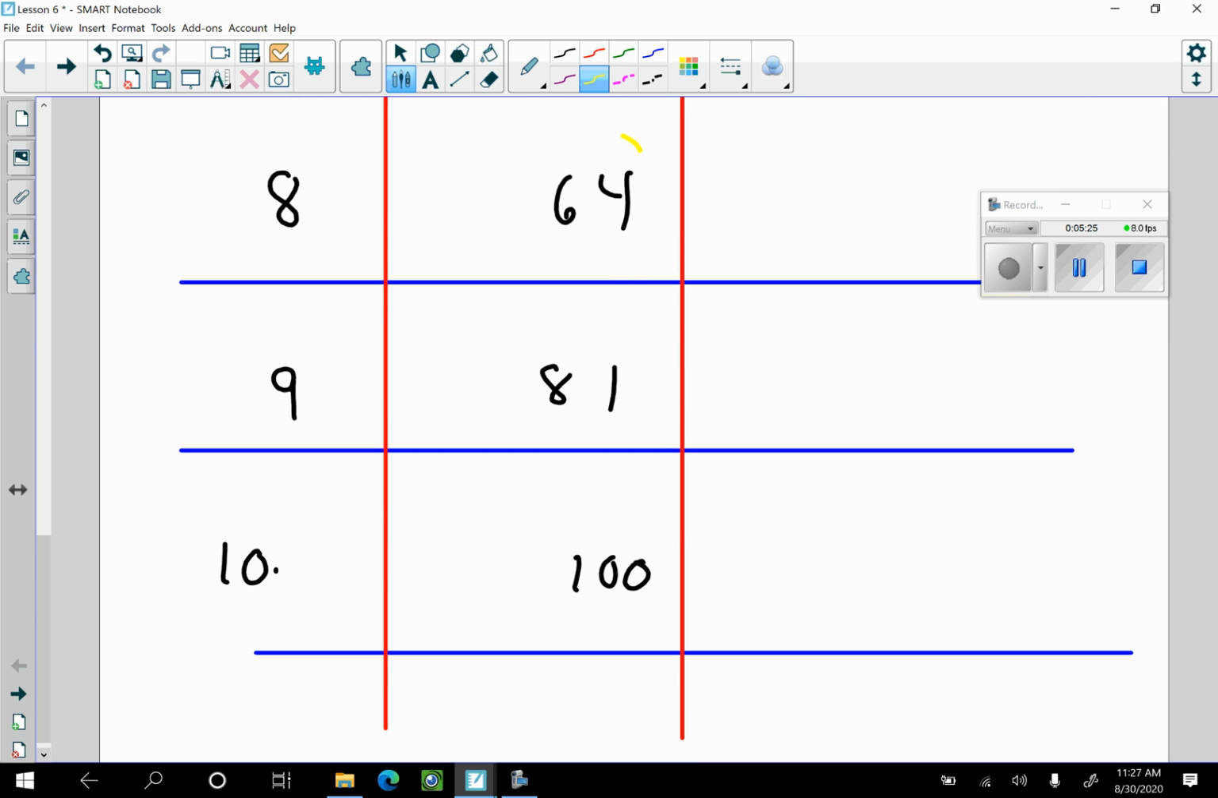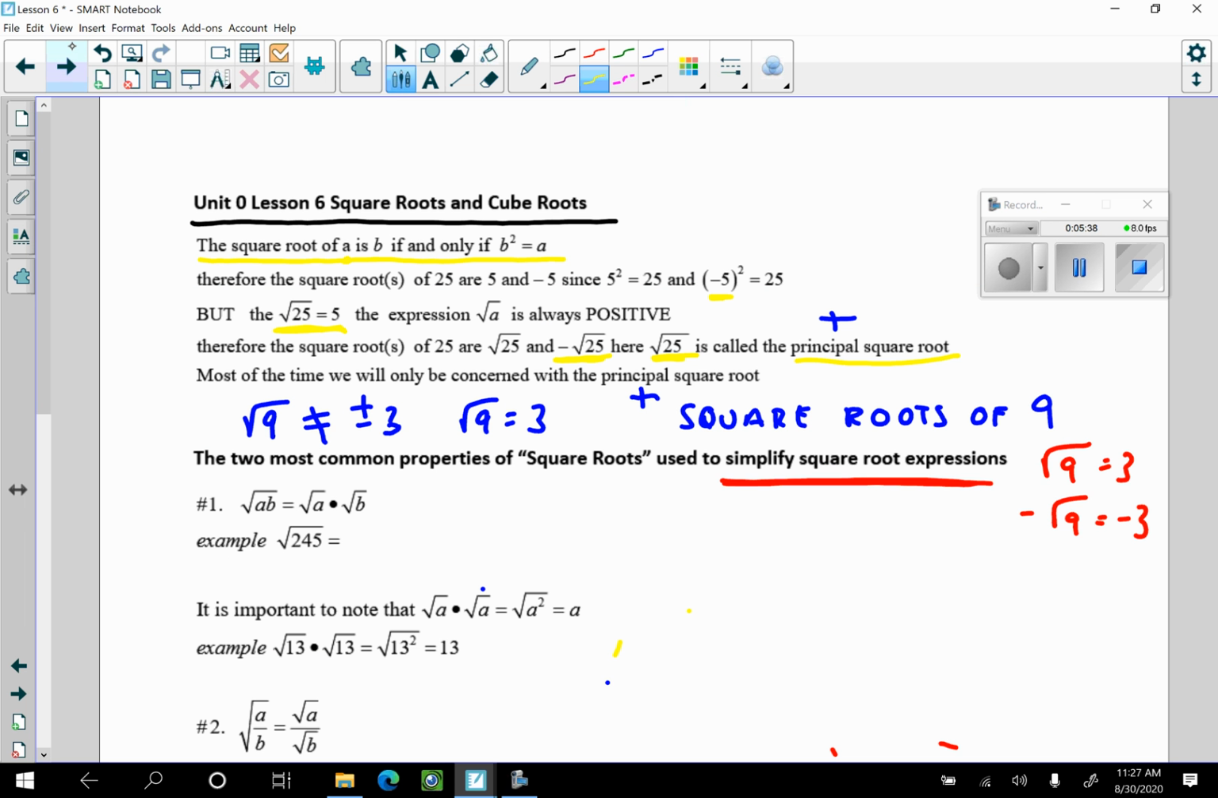And we could keep going. Square root of 64 is 8, square root of 81 is 9, square root of 100 is 10. These are our perfect square numbers, and we're going to use those to simplify square roots. So we really need a definition of what is a simplified square root expression.